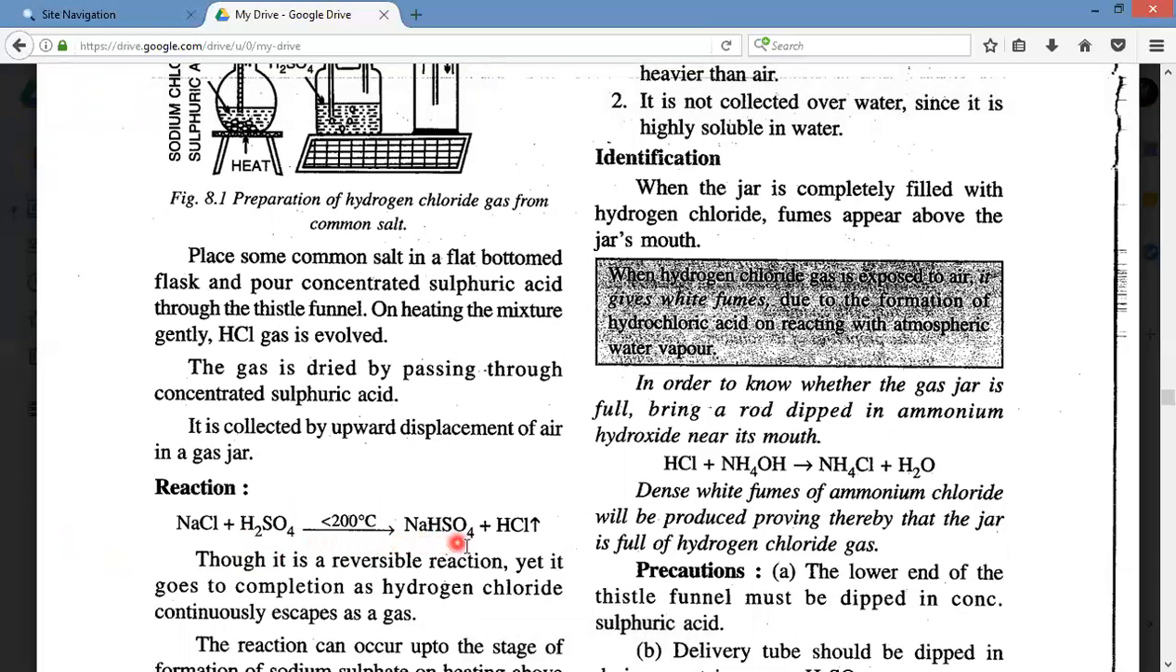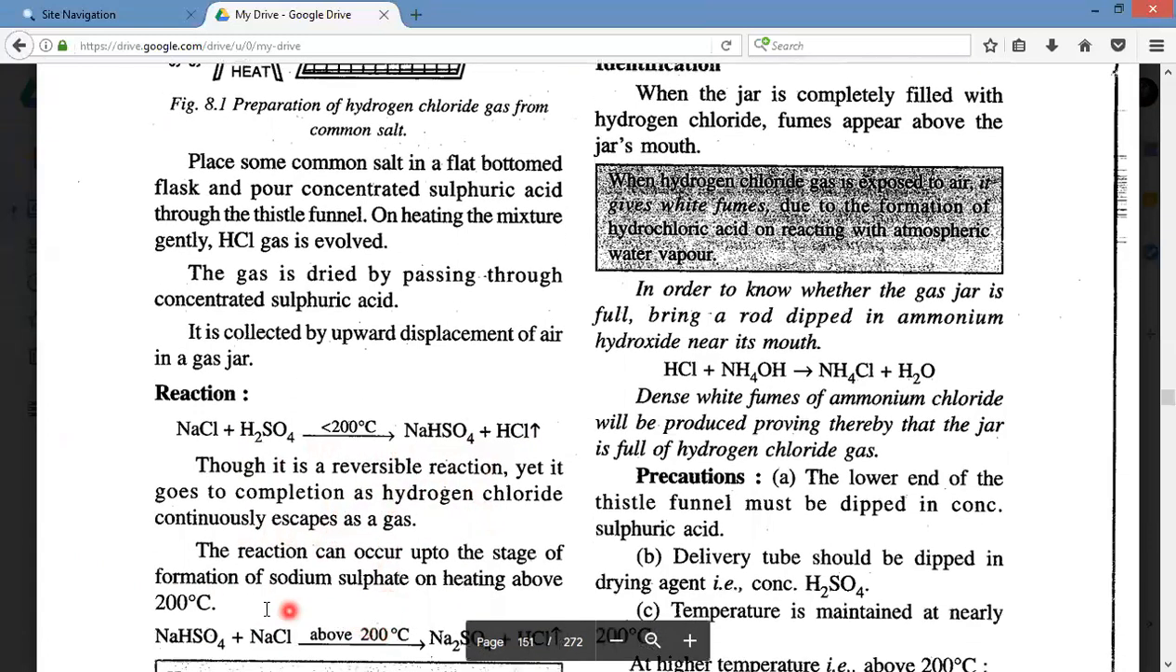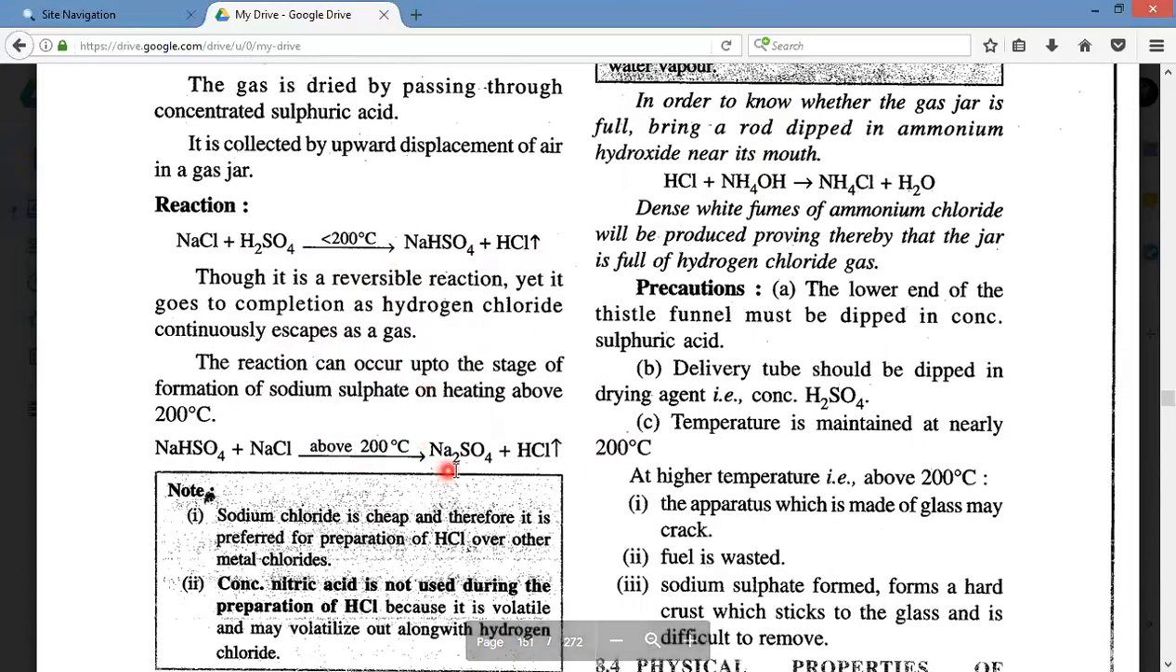Sodium bisulfate is forming and HCl gas is forming. Though it is a reversible reaction, yet after completion, as the hydrogen chloride continuously escapes as a gas, that's why it is happening. If we take the reaction above 200 degrees Celsius, then in place of the bisulfate, there is a formation of sodium sulfate with the HCl gas.